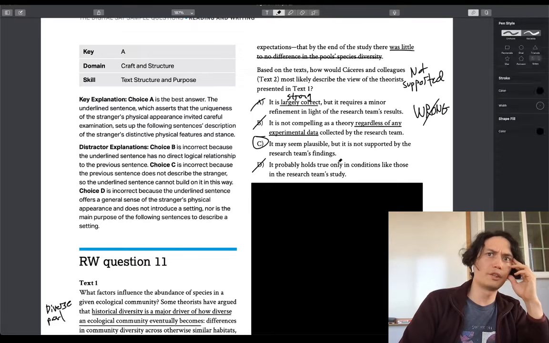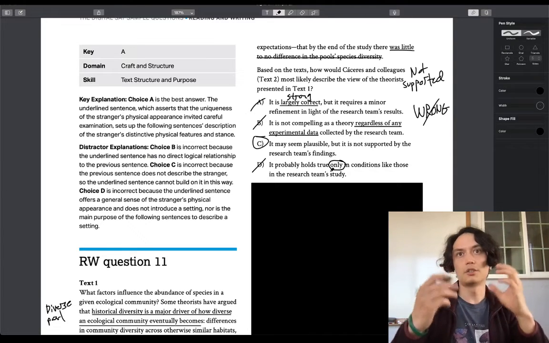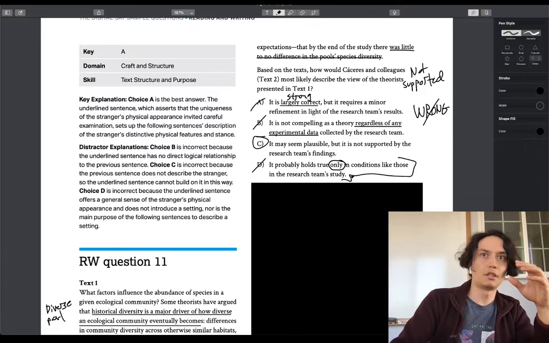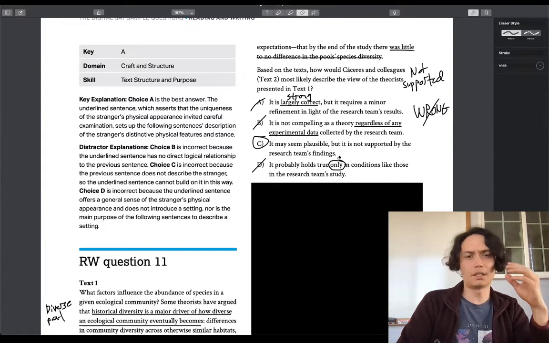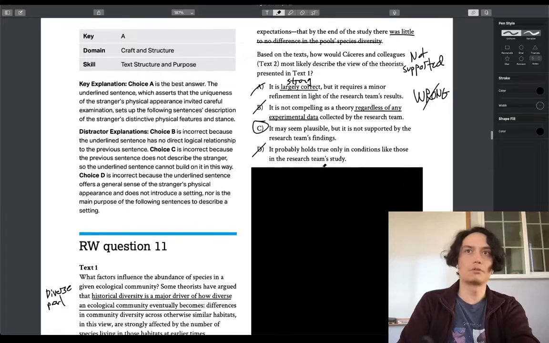In order for this to be right, they should think that the theory is limited to very specific circumstances, the circumstances here. And words like only are very strong. They describe a very particular thing. It's unlikely that that thing is going to happen in the stimulus, which is what's going on here.